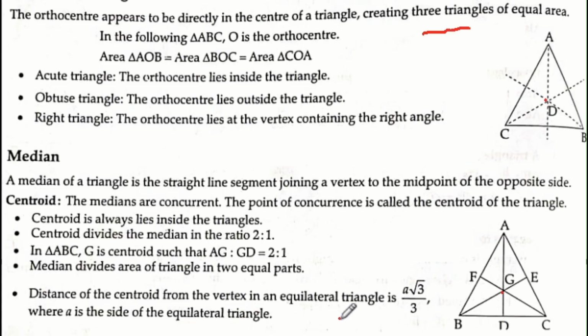And the distance of the centroid from the vertex in an equilateral triangle is a root 3 by 3. This is the centroid, and these three points are the three vertices A, B, and C. From the centroid, this distance towards the vertex will be a root 3 by 3, where a is the side length of the equilateral triangle. So this is all about the median.